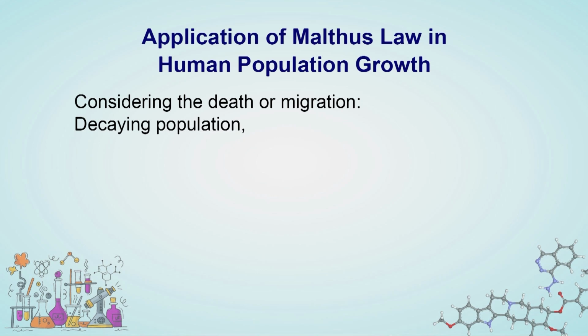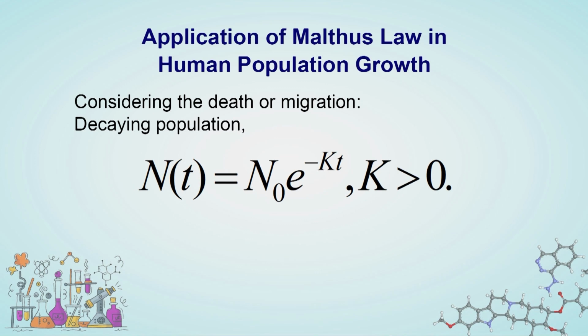The growth of human population is defined by Malthus with the simple equation N(t) equal to N0 e raised to minus kt. The interesting thing is that here k is replaced by minus k, because in human population death is considered. Population decay is defined, therefore the exponential term becomes e raised to minus kt. In the same way, the growth model of bacteria is generalized to the human population.